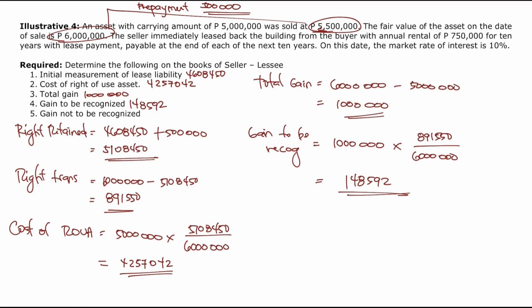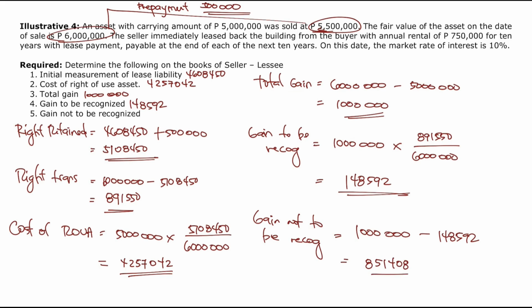Then last but not the least is the gain not to be recognized. Magkano yung gain not to be recognized natin? That's equal to the total gain of 1 million minus the gain to be recognized of 148,592, or this is equal to around 851,408. So requirement number 5, 851,408 will be our final answer.